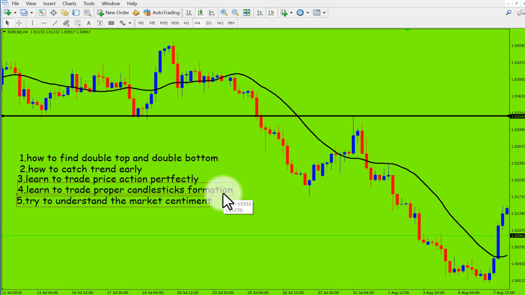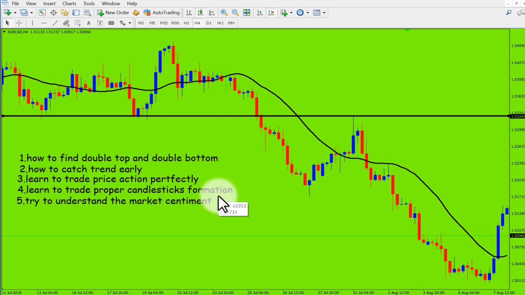Number 4, we will learn to trade proper candlesticks formation. We know that there are many candlesticks in chart, but many formation, but we need to pick the right one. So today we will learn how to trade proper candlesticks formation.